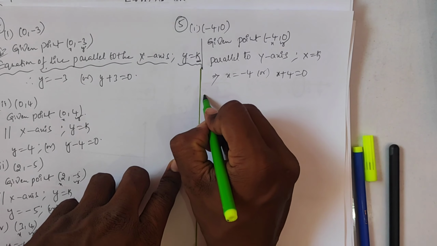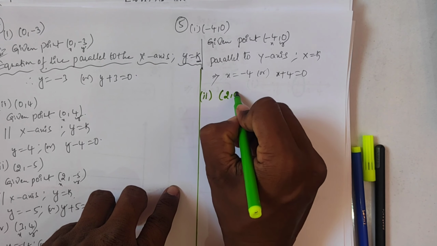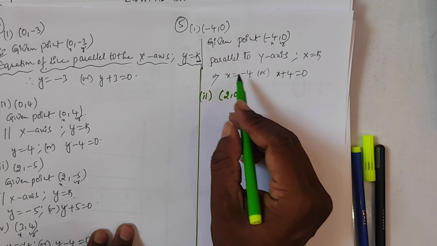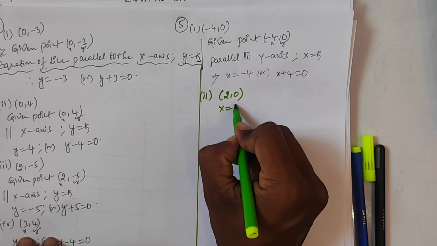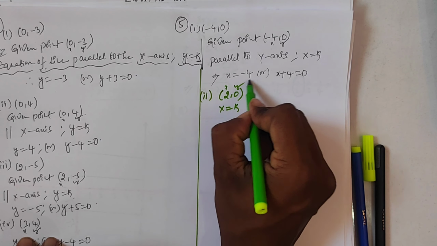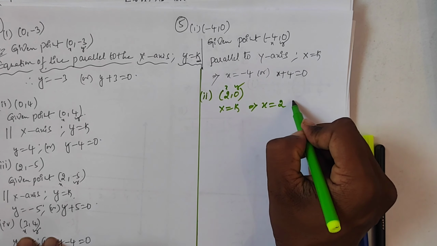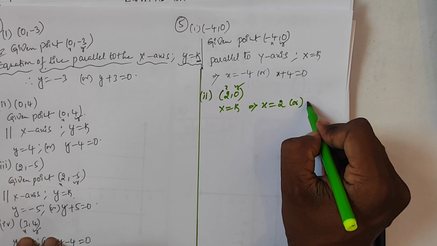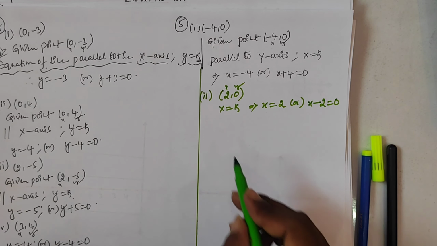Next, second one. What is the question given? 2 comma 0. Right? What is the equation of a line parallel to the y-axis? x equals any constant. It is the x and it is the y. This implies x is equal to what value here now? 2. Or transpose plus 2 becomes minus 2, or x minus 2 equals 0.